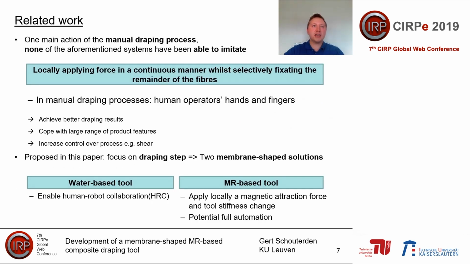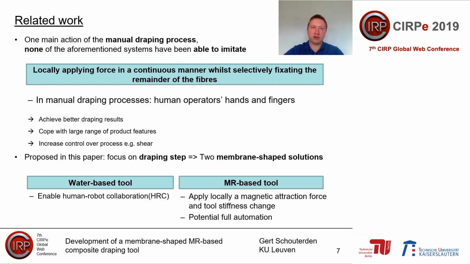However, there's still one main action seen in the manual draping process that none of these tools has been able to reproduce: locally applying a force in a continuous manner by selectively fixating the remainder of the fibers. In this manual process, this action is performed with the smart and very flexible hands and fingers of the worker, aided by some tools.